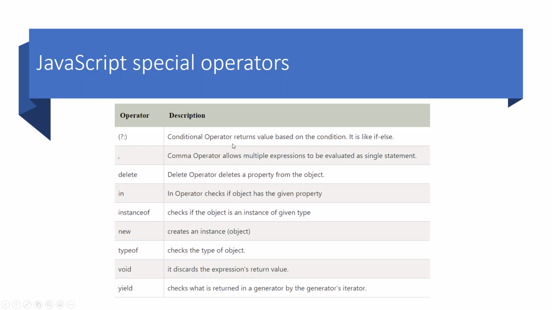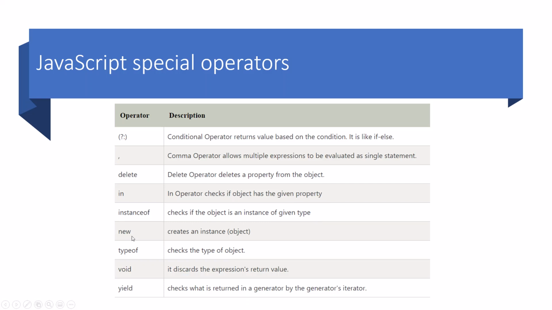The first one is the conditional operator, which returns a value based on the condition. It is like if-else, this conditional operator which we have seen previously. Then the comma operator allows multiple expressions to be evaluated as a single statement. Next is the delete operator, which deletes a property from an object. Next is the in operator, which checks if an object has the given property. Next is instanceof. It checks if the object is an instance of a given type.